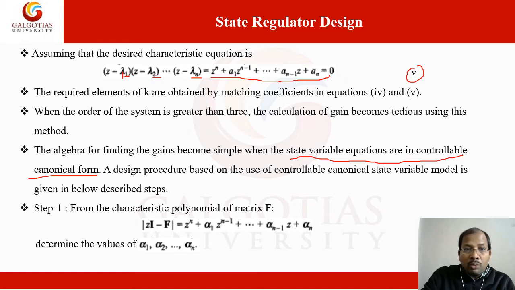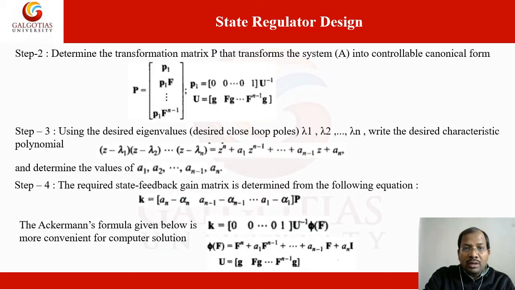So here we have to consider two systems. The first equation is the actual system equation we have been given, using the controllable form. Then we have to determine the coefficients alpha 1, alpha 2, up to alpha n. These values are already known and we have to list them down.